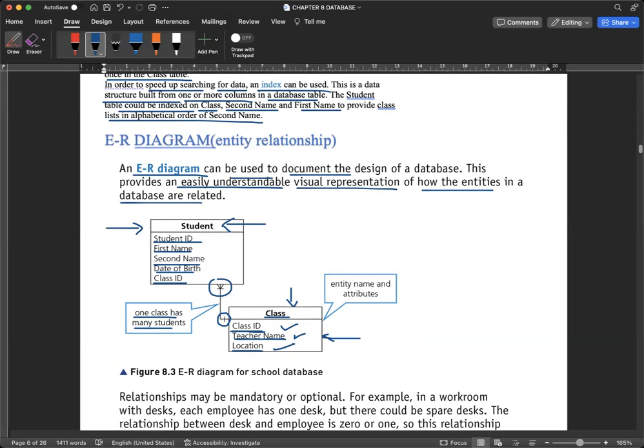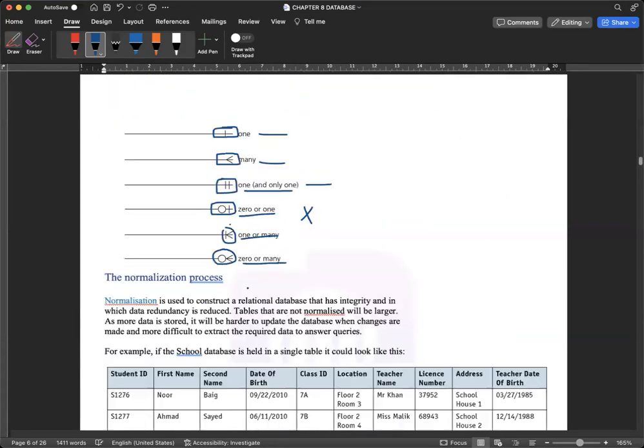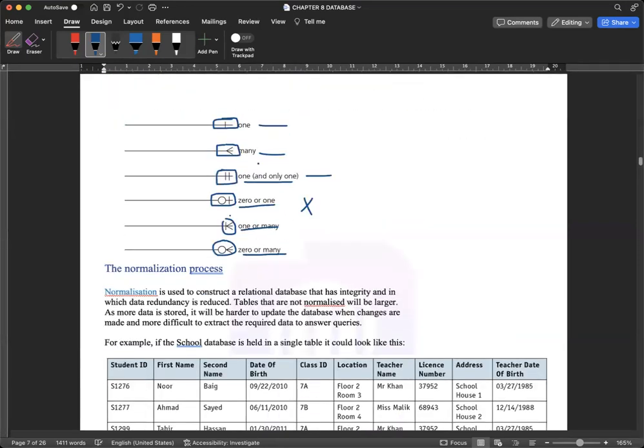So look, in one class, there are many students. So all the students are connected with the class ID, teacher name, and location. That is the reason we use many to one. Do you remember the symbol I taught you? Many to one, look. This is many to one. Yes, I remember. Many to one, look.